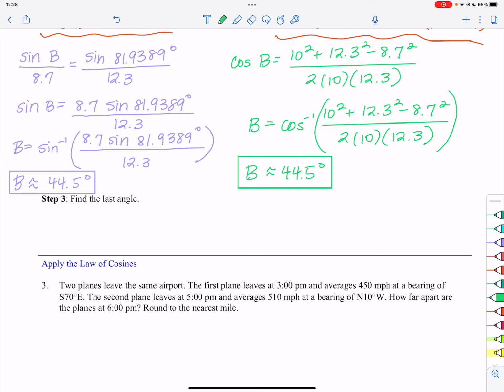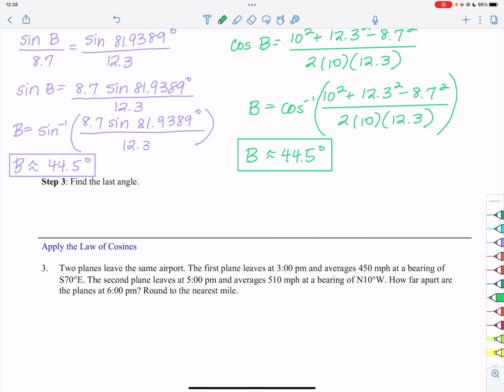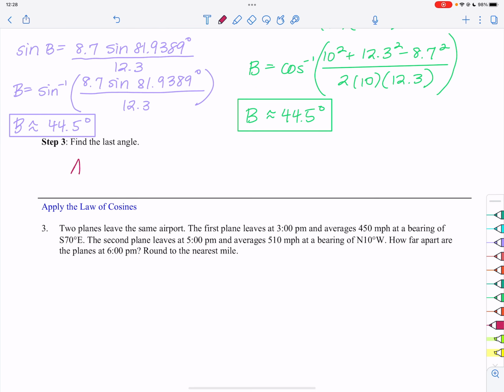So as you can see, we have the same angle. So either way that you're comfortable with. And so now we know that angle A is going to be 180 degrees minus 81.9 and now minus angle B, which is 44.5, and we come up with 53.6 degrees.